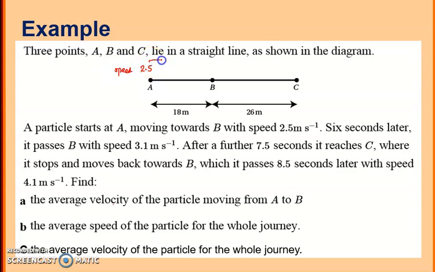Moving towards B, so it's going that way initially. 6 seconds later, so it takes 6 seconds to do this, it passes through B with a speed of 3.1. After 7.5 seconds, it reaches C, where it stops and starts moving back.